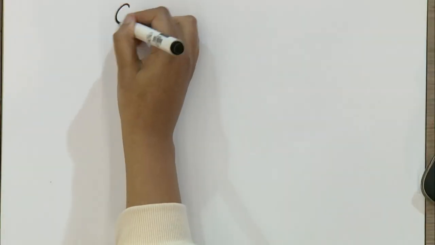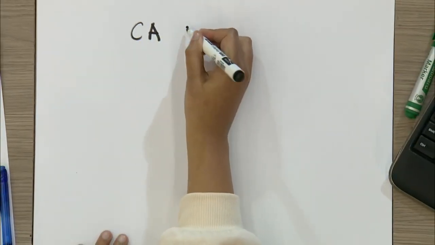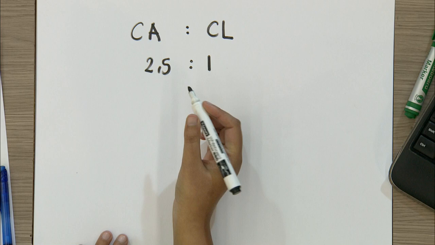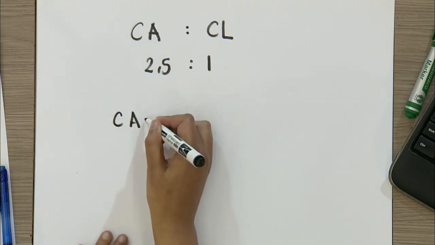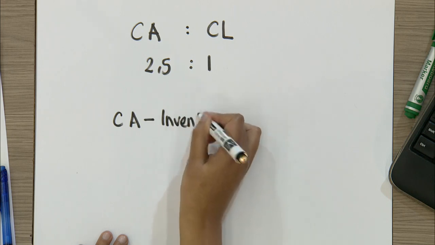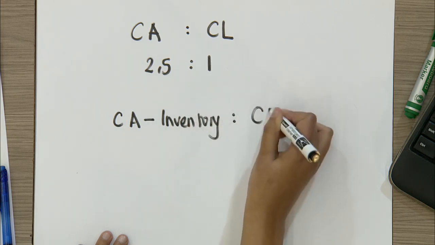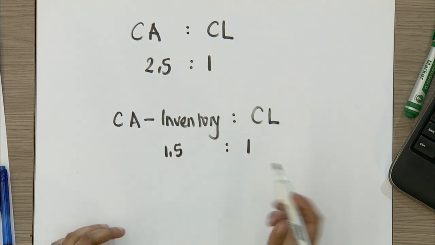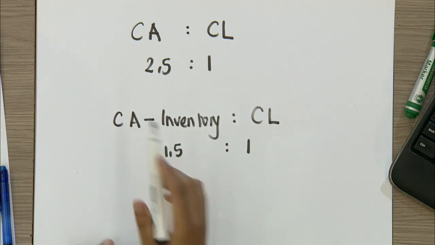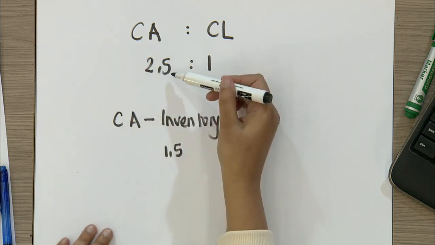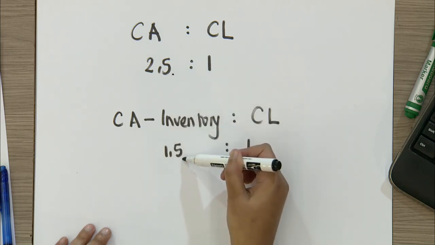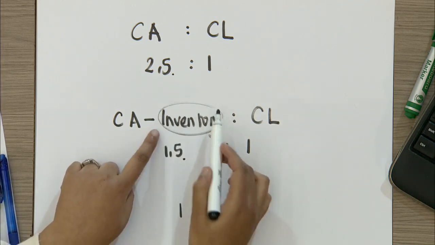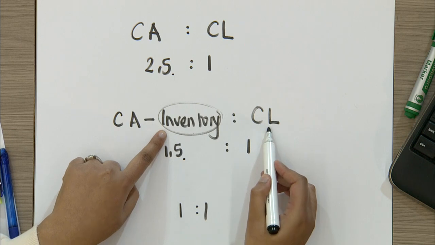They are saying that current assets compared to your current liabilities is 2.5 to 1. And then they say your current assets minus your inventory, compared to your current liabilities, is 1.5 to 1. I'm sure you can agree that the difference between 2.5 and 1.5 is 1 to 1. And what's missing here? The inventory is missing, and we're comparing that to the current liabilities.